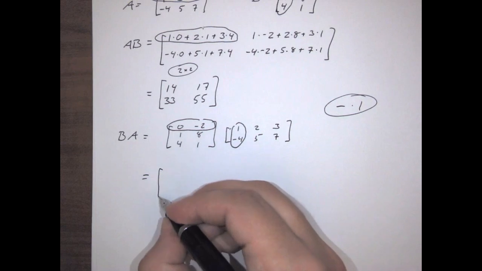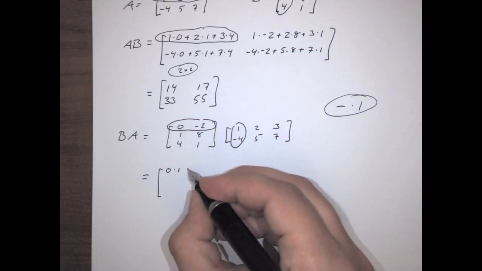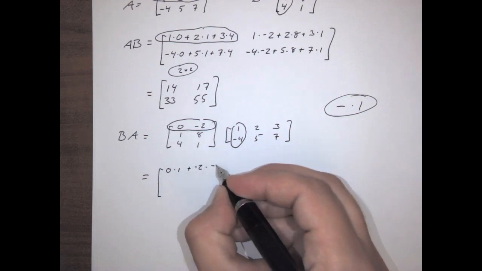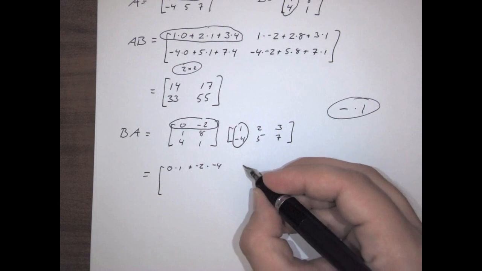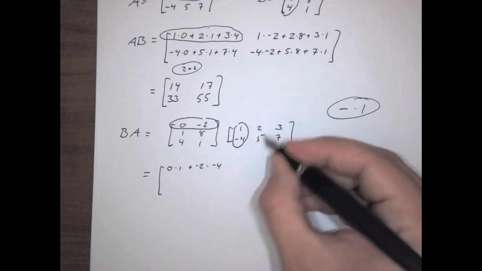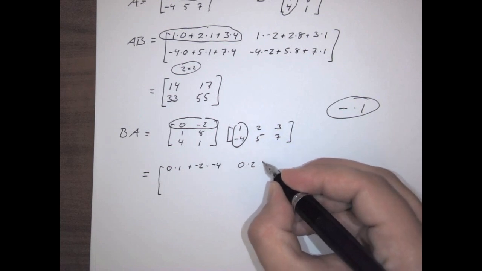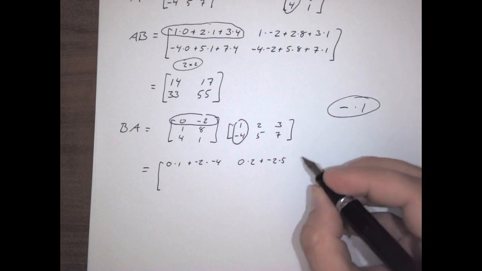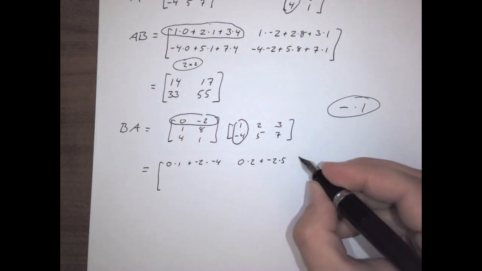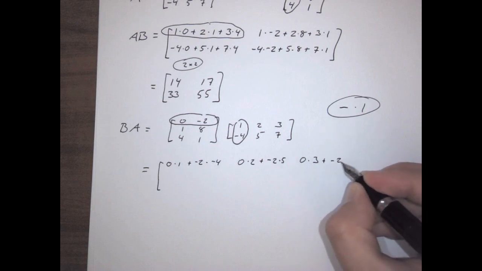So then what we're going to have here is 0 times 1 plus -2 times -4. That'll be first row, first column to make the upper left entry. And then same thing, but the next column: 0 times 2 plus -2 times 5. And then third column: 0 times 3 plus -2 times 7.